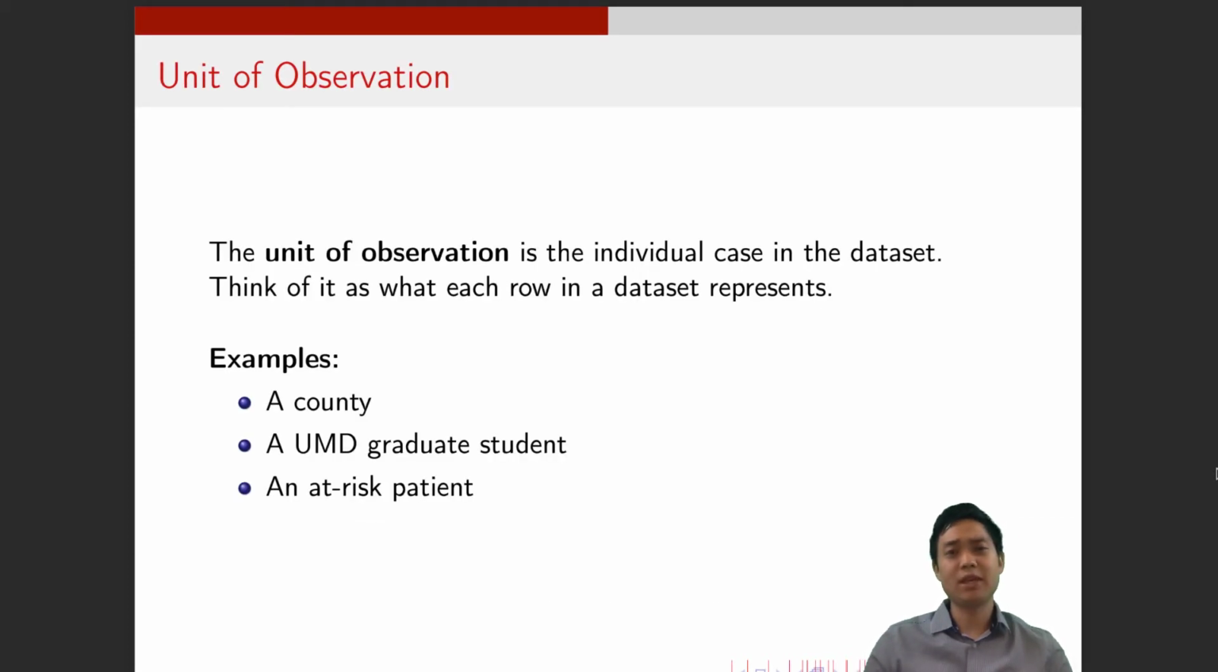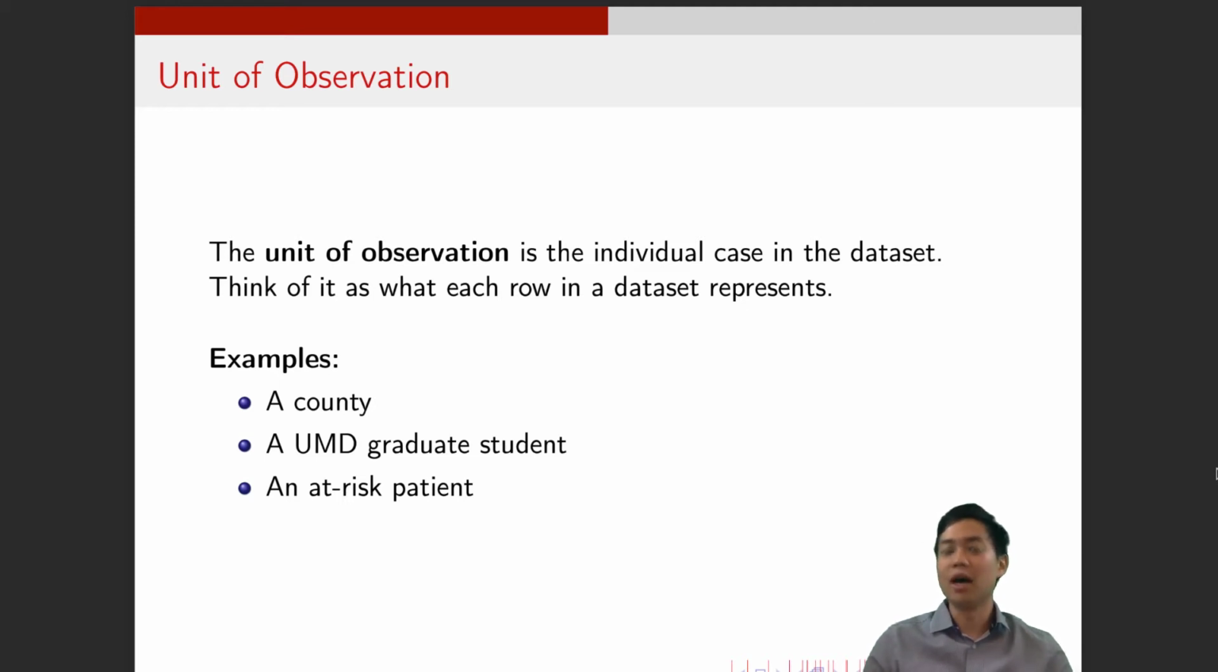So we can think about these rows as the unit of observation. The unit of observation is each individual case in the dataset. This might seem like an obvious concept, but sometimes it's not immediately clear from the dataset. It might actually be a combination of two variables.